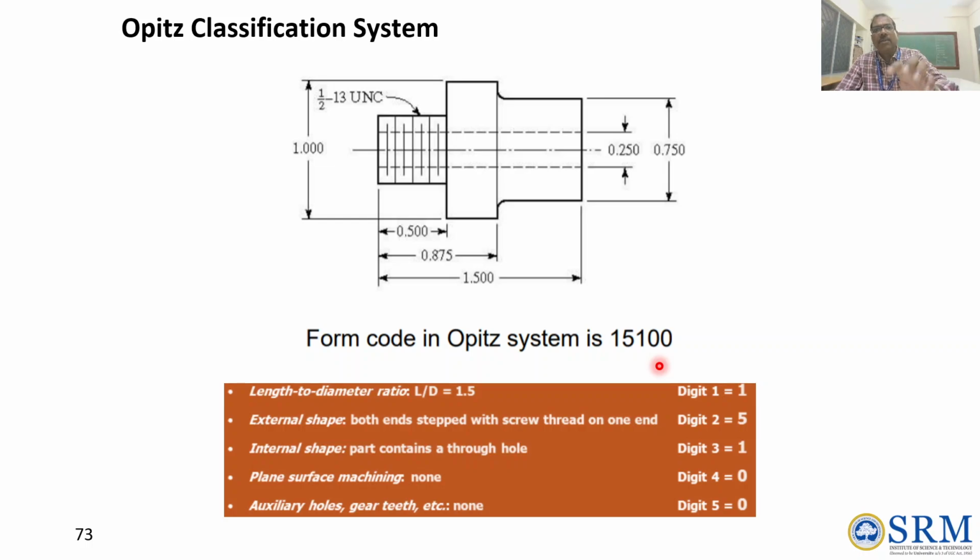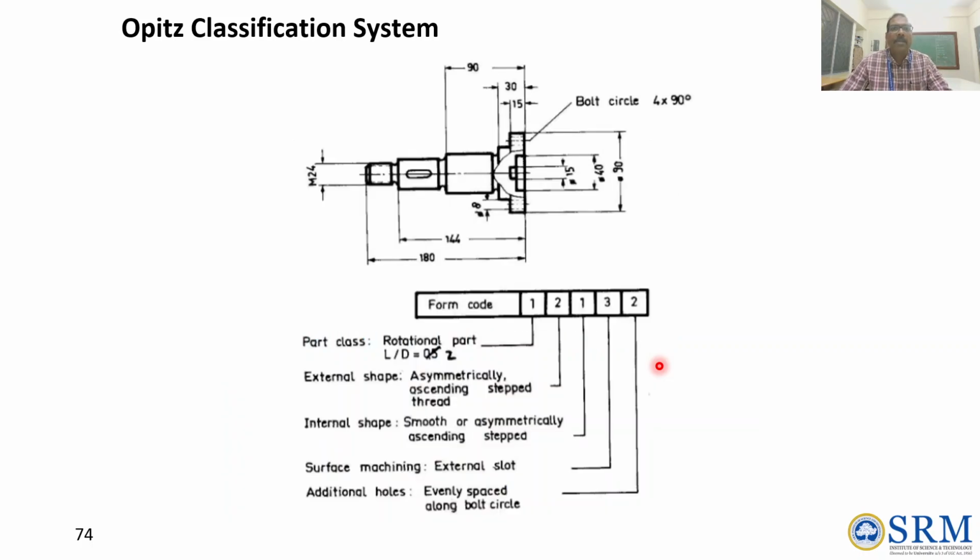Similar kinds of products will be grouped as individual part families. We have to remember that. Then another example of a form code: length by diameter ratio, external shape, internal shape. Is any surface machining required? Are there any additional holes? Here they have given number 2 because auxiliary holes are there, and some external slots need to be performed, so surface machining is also needed. That's why the number is 12132.